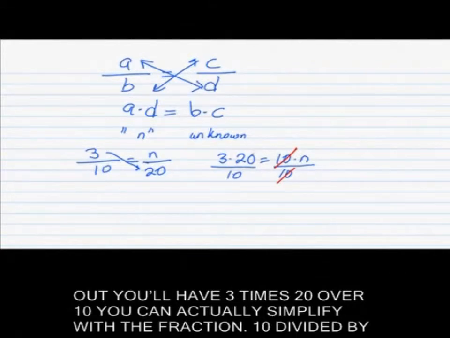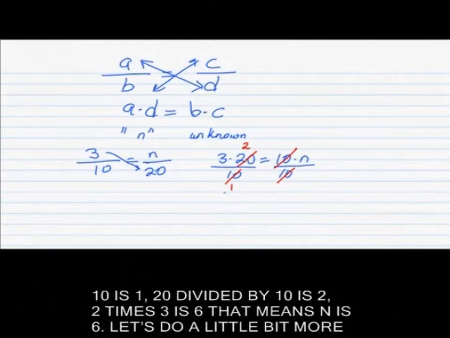You'll have 3 times 20 over 10. You can actually simplify with the fraction. 10 divided by 10 is 1. 20 divided by 10 is 2. 2 times 3 is 6. That means n is 6.